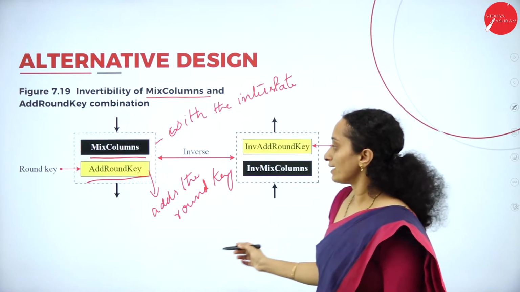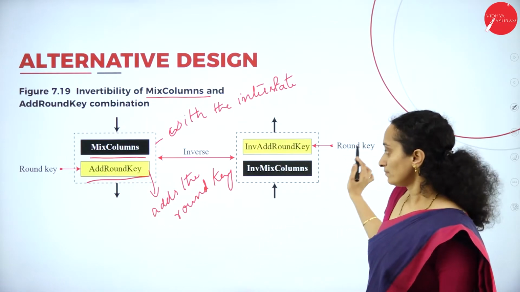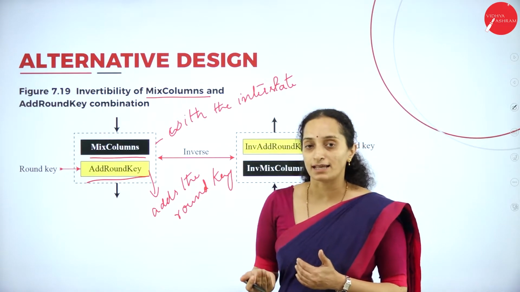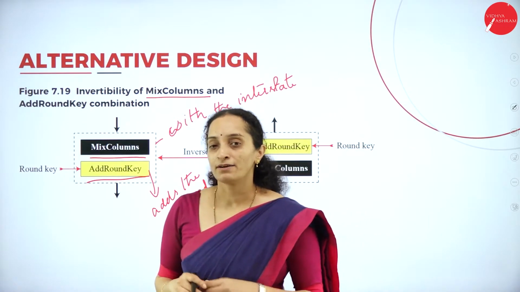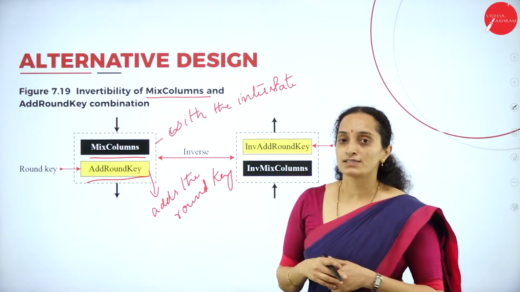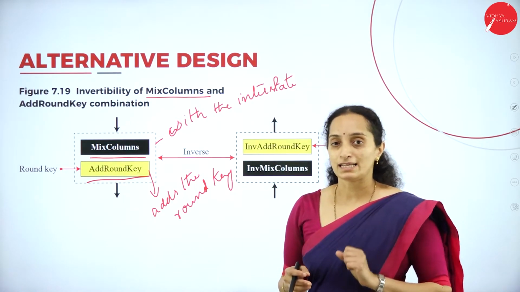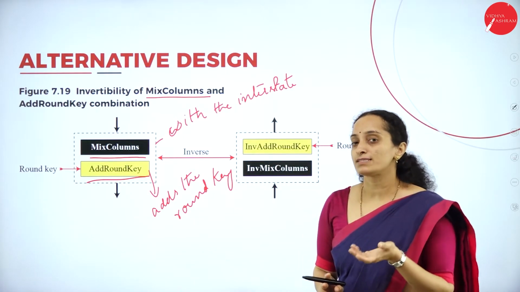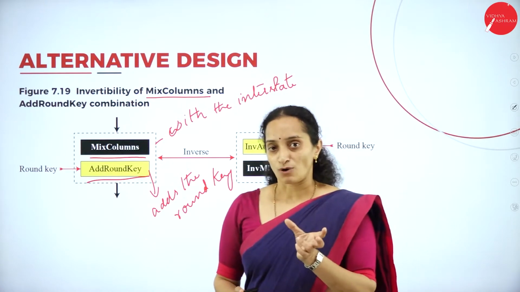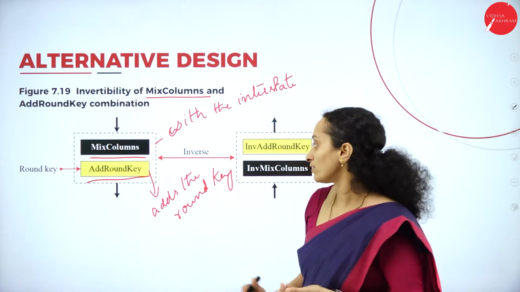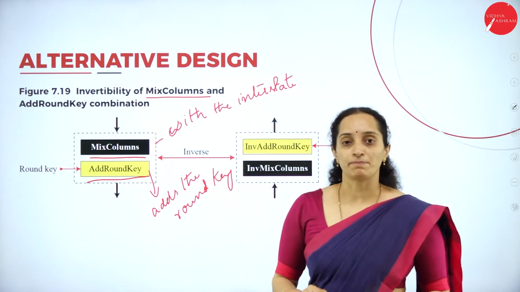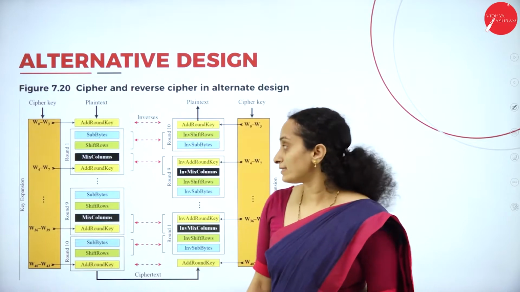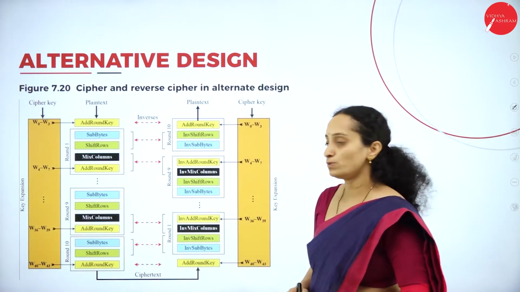So this generates the round key. The order will be replaced. We have the alternative design of the cipher method where we are inverting the order of the functions in the decryption algorithm, not in the encryption. In the decryption algorithm, we are reversing the order, but the round key remains the same; only the order of the functions is exchanged. Now, you have the alternative design that can be used here.